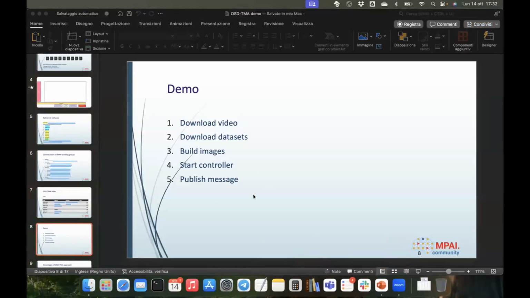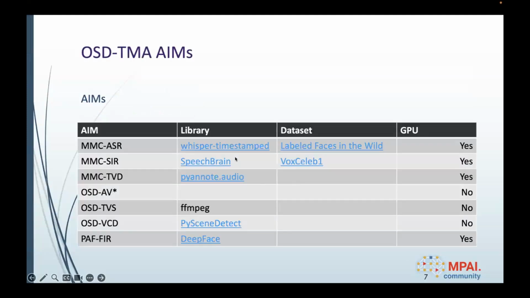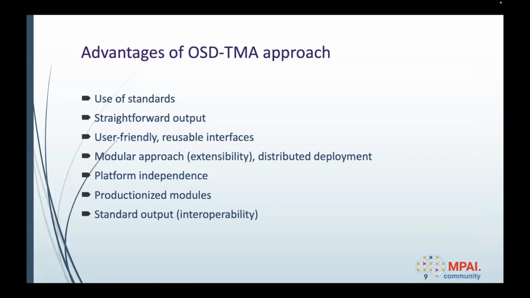Okay, so going back very quickly to a few more details about the implementation. Here you see a few advantages we consider in this approach. First of all, we are making extensive use of standards, in particular the output of other MPAI groups, and also the output of the processing pipeline is straightforward because all the modules are integrated together and generating a standard JSON file. All the components are running in an isolated container with their own APIs, which are dedicated to that specific module and can be reused.